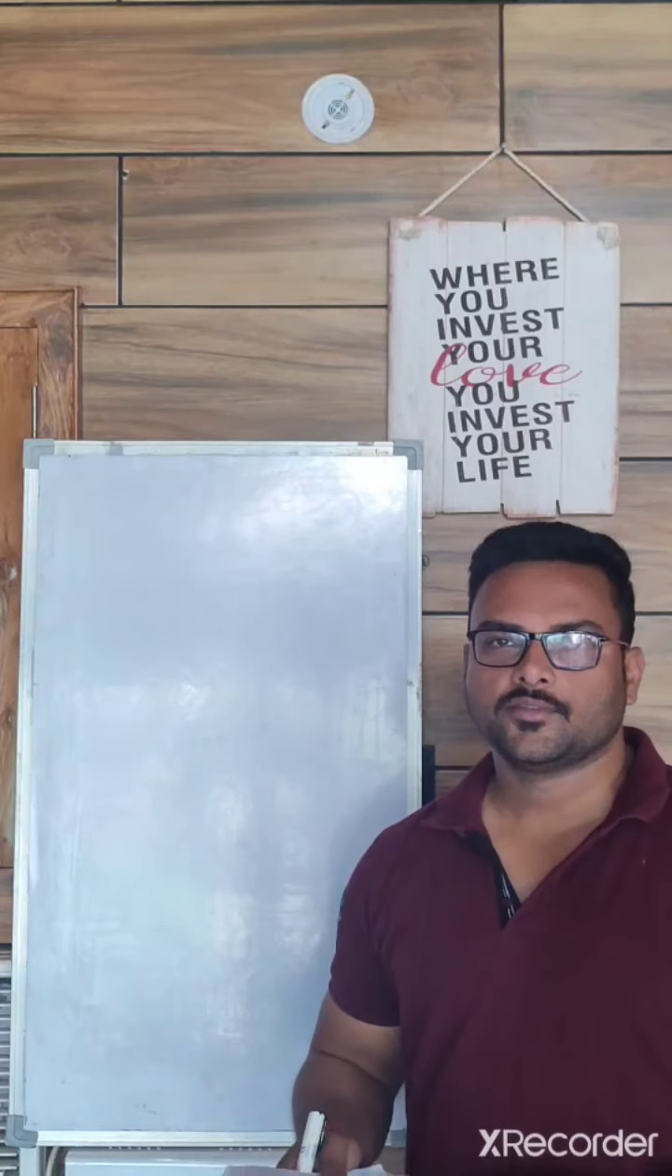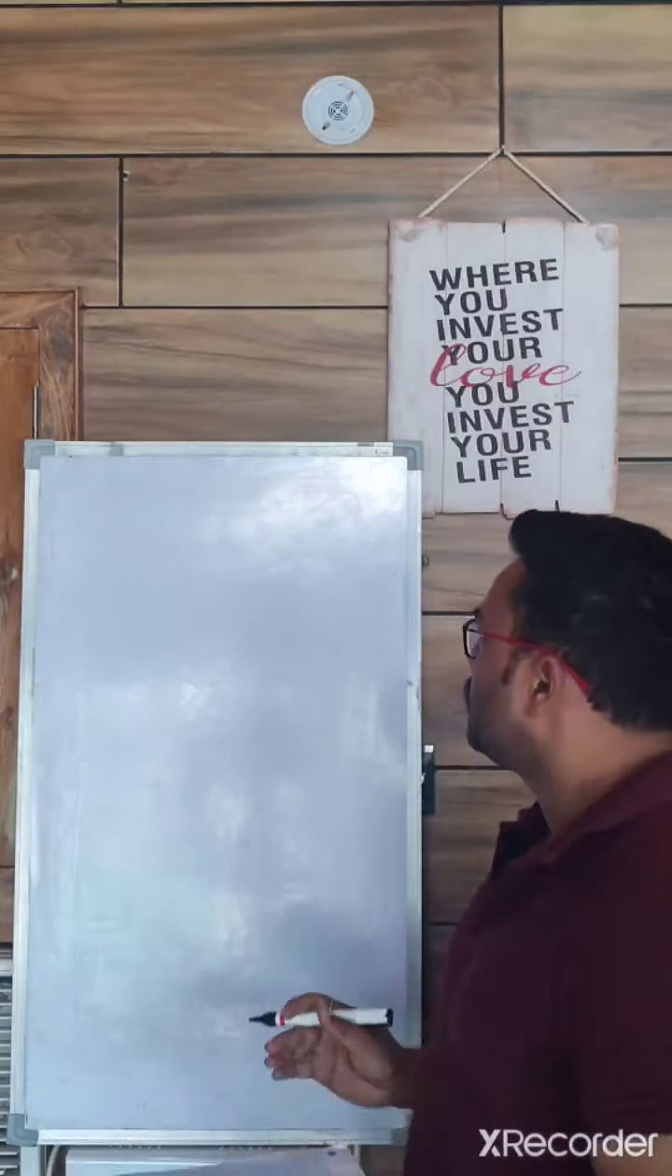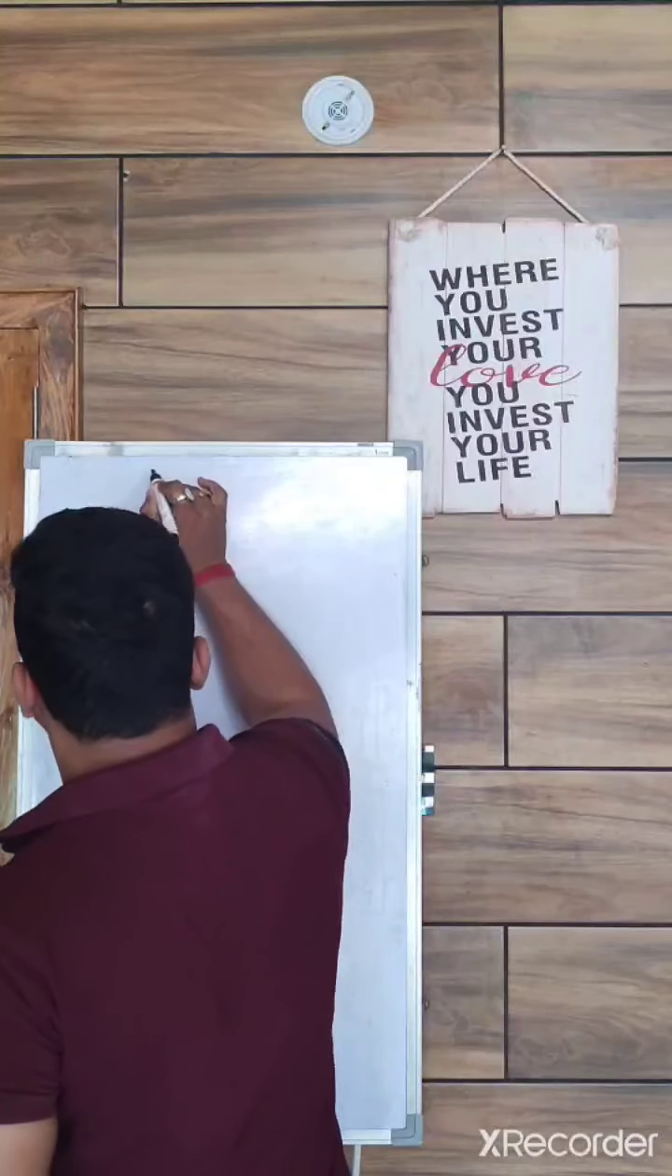Students, in our last video we discussed the properties of rational numbers: closure, commutative, associative, additive identity. These are all properties we have discussed in our previous video. Now today we are going to solve some exercises based on these properties. So it is exercise 1D.